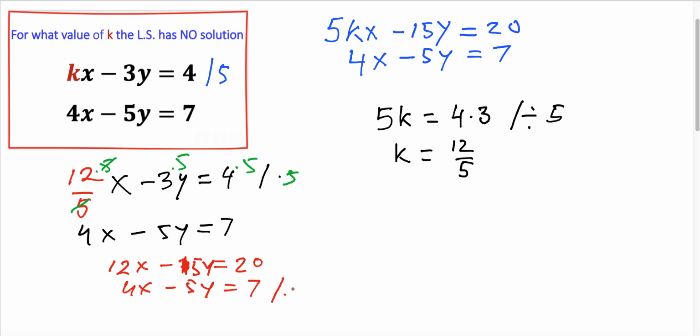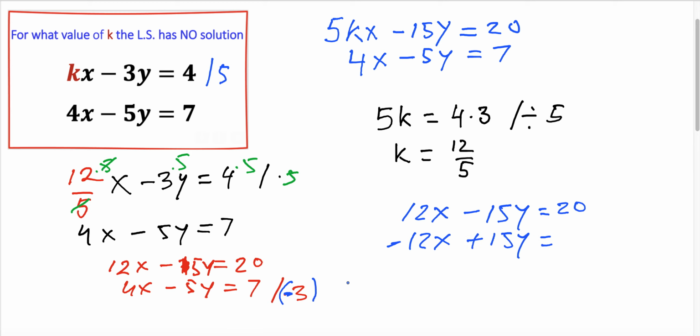What I'm going to do here is multiply everything by 3. But let me rewrite the first equation the way it is. So the first equation is 12x minus 15y is equal to 20. And for the second equation, instead of 3, let's multiply by minus 3, so I want to take one step less. Minus 3 times 4x is minus 12x. Minus 3 times minus 5y is plus 15y. This is equal to minus 3 times 7, which is minus 21.